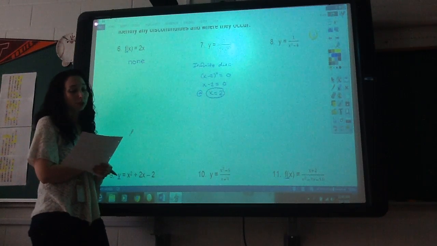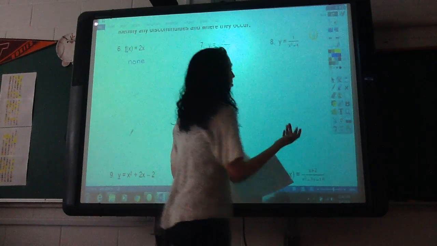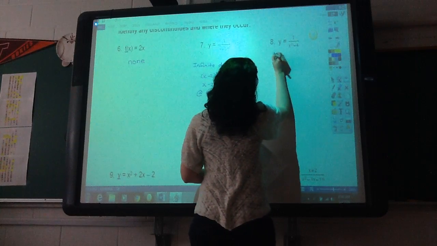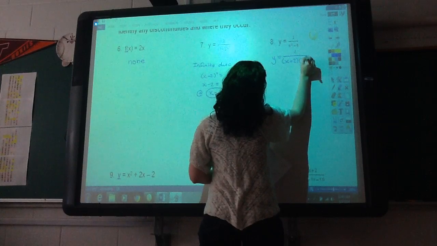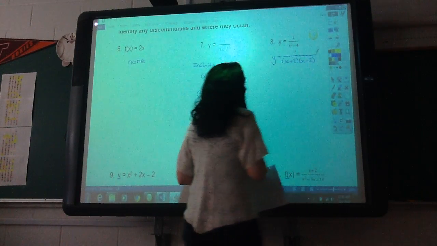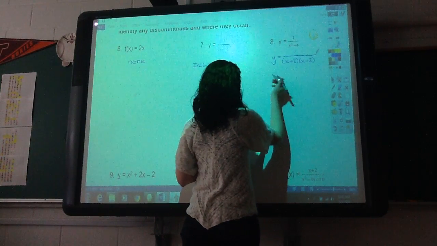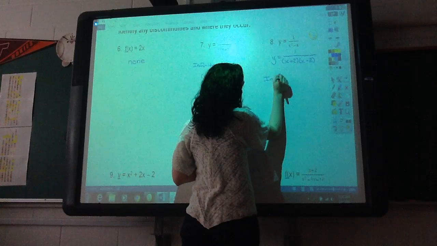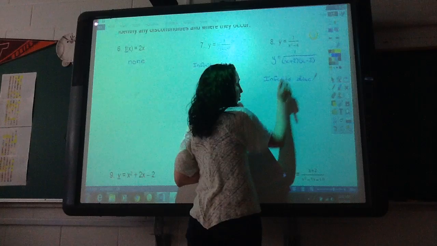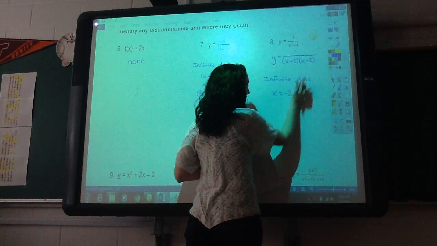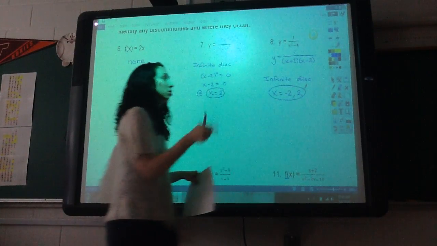For number 8, you're dealing with basically the exact same thing. Nothing simplifies, but the bottom can go to 0. So what you need to realize is that that factors into x plus 2 and x minus 2. So that means I actually have 2 infinite discontinuities, and they're in 2 different places. So I have an infinite discontinuity, and when I set this equal to 0, I get negative 2, and when I set that equal to 0, I get 2. So I have infinite discontinuities at negative 2 and 2.